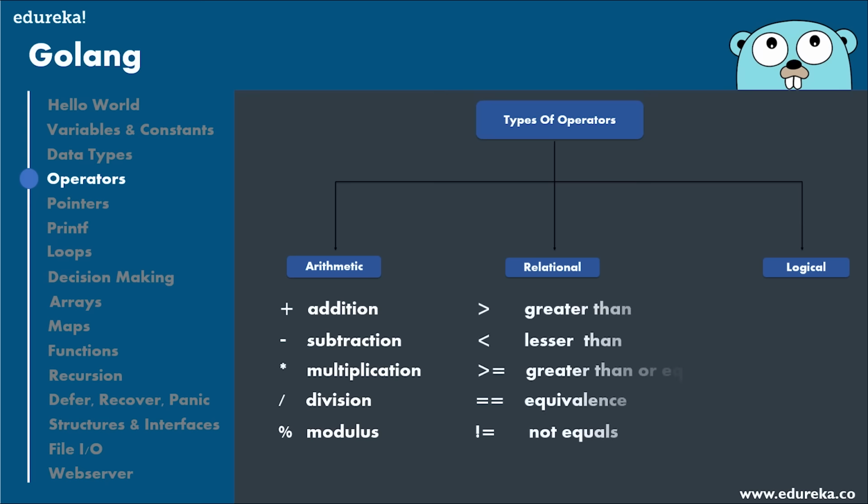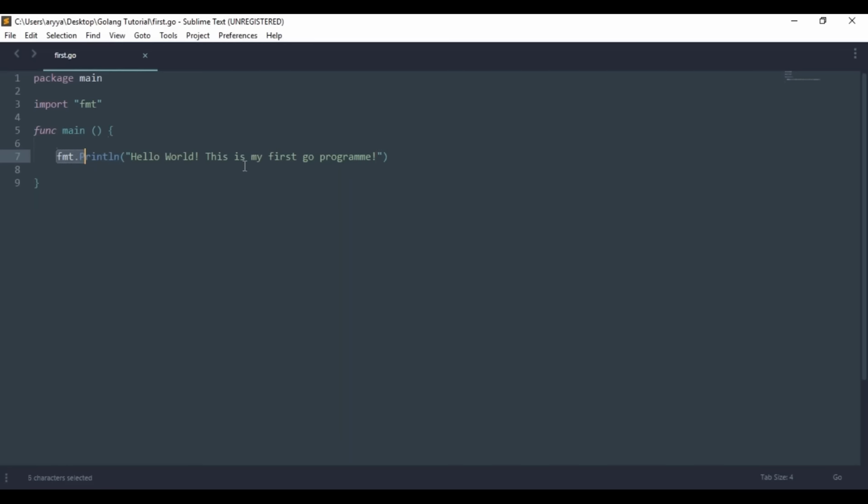Then we have relational operators, which is basically used for comparing two values. Now we have the greater than operator, the lesser than, the greater than or equal to, then we have equivalence and not equals to. We also have logical operators, which include and, or, and negation, and these are normally used to implement Boolean logic in our code. We'll see how these are actually used as we go on with programming. Okay, so let's head over to our text editor and try some of these things.